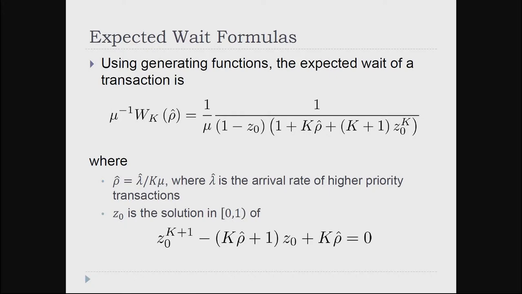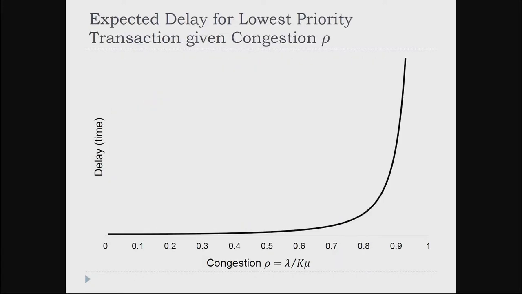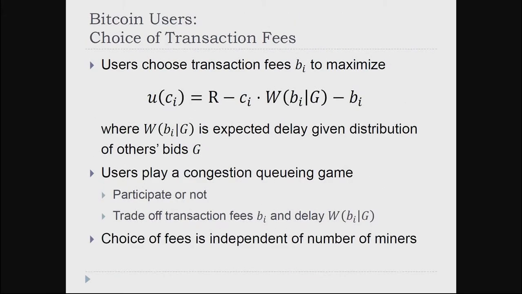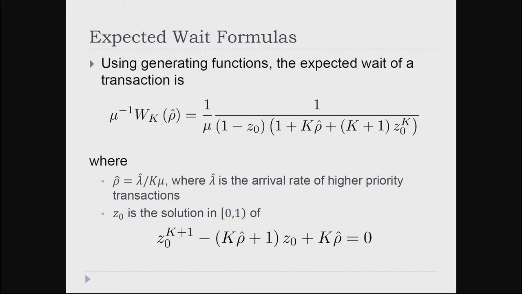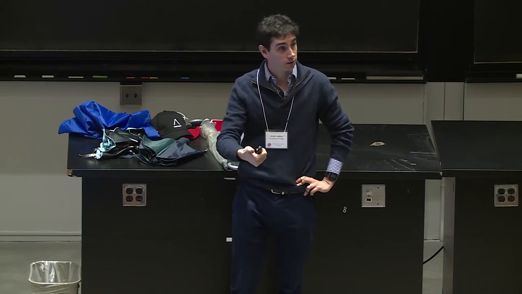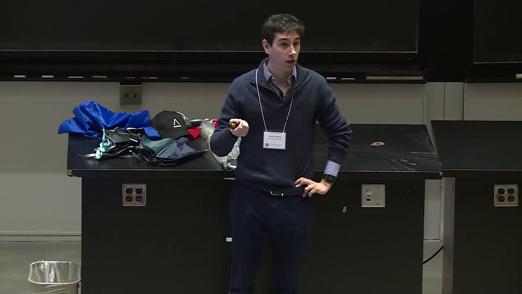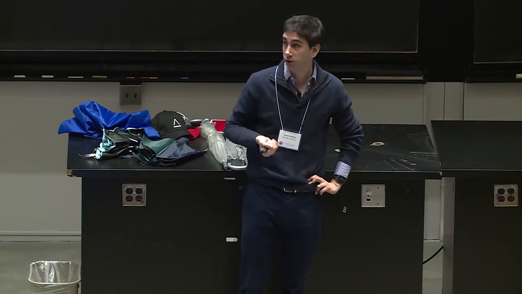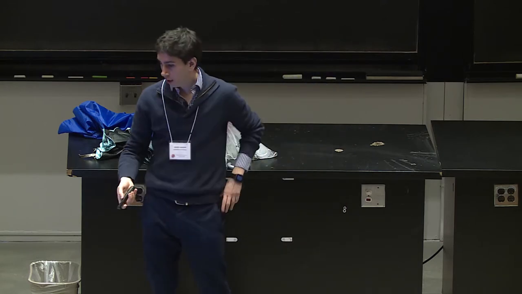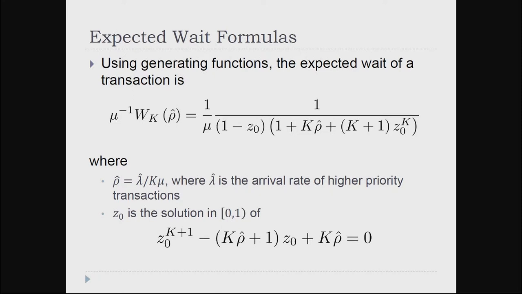It depends only on this rho hat. So we get that this waiting time depends on this. So ignore the messy math, but just the waiting time depends only on the block size k, this mu minus 1, this arrival rate every 10 minutes, which is just a normalization, moving between how many blocks you have to wait to how much time it will take for those blocks to arrive, and this rho hat, where this rho hat is how much congestion is in the system, where we only take into account the users that have a higher priority than you.